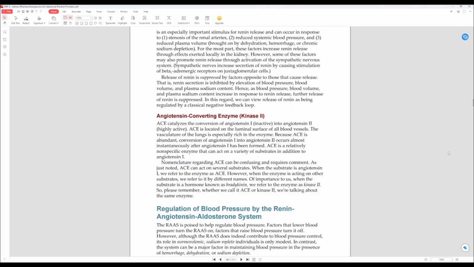The release of renin is suppressed by factors opposite to those that cause release. That is, renin secretion is inhibited by the elevation of blood pressure, blood volume, and plasma sodium content. Therefore, as blood pressure, blood volume, and plasma sodium content increase in response to renin release, further release of renin starts to become suppressed. In this regard, we can view release of renin as being regulated by a classical negative feedback loop.